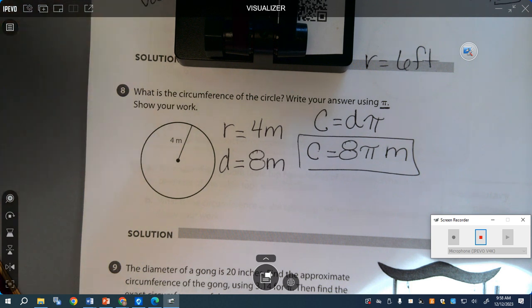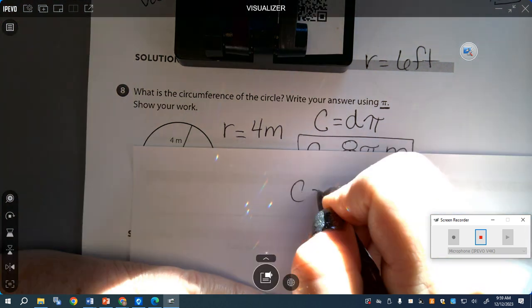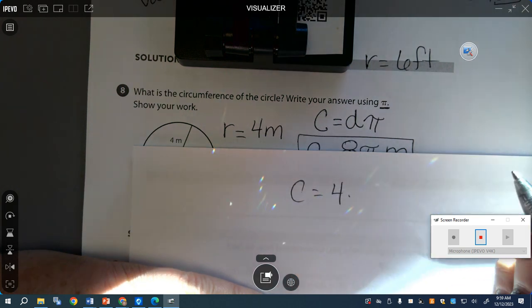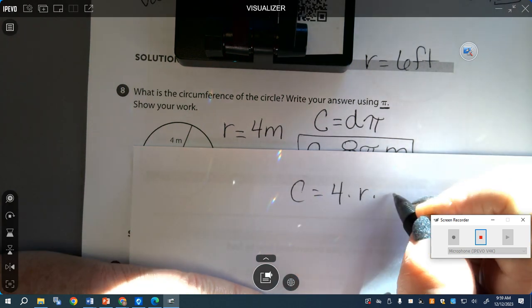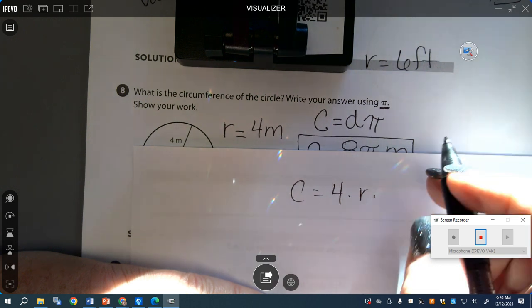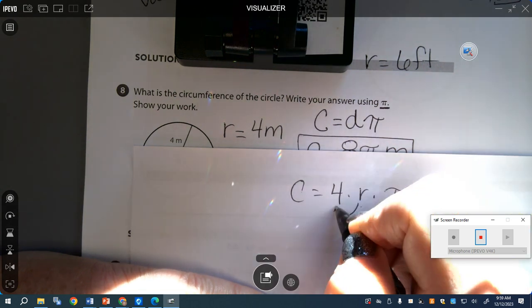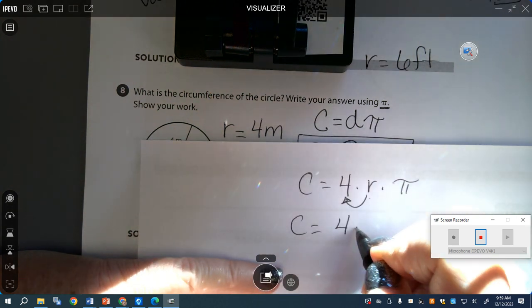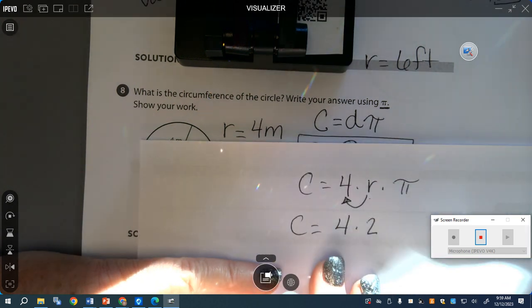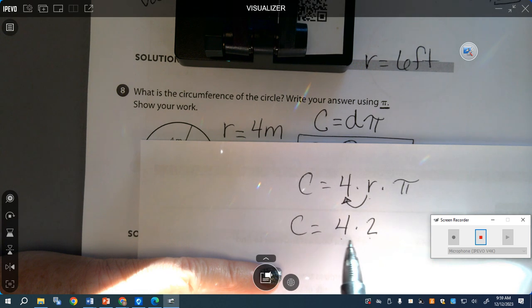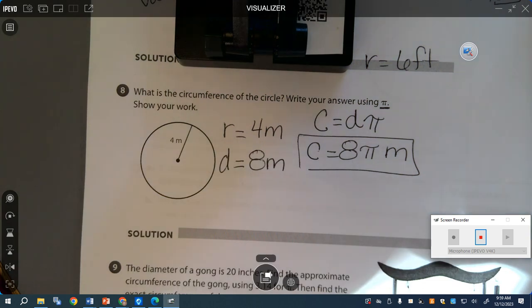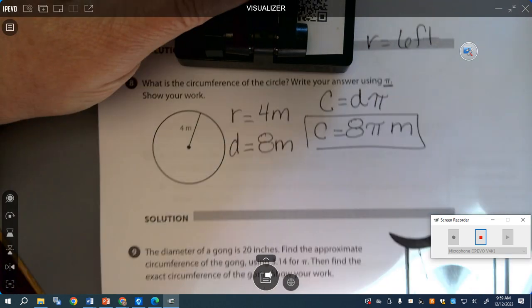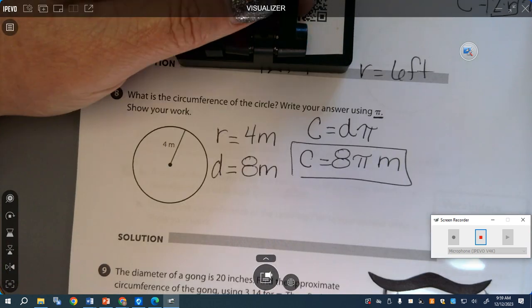So C equals, hold on just a minute. C equals 4 times R times pi. So we don't want to use R because 4 is the R. But what we could do is you could do 4 times 2, right? Because if you double the radius, it gives you the diameter, right? So good job. I like it. Okay? Did anybody have any questions about that?